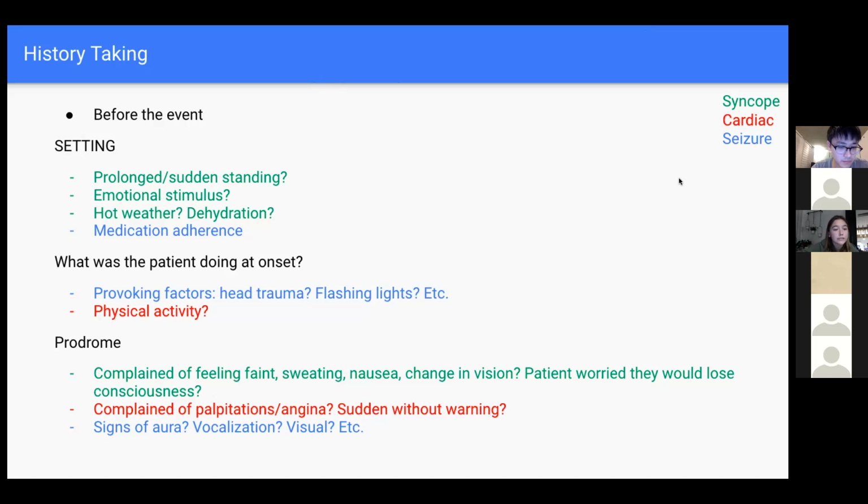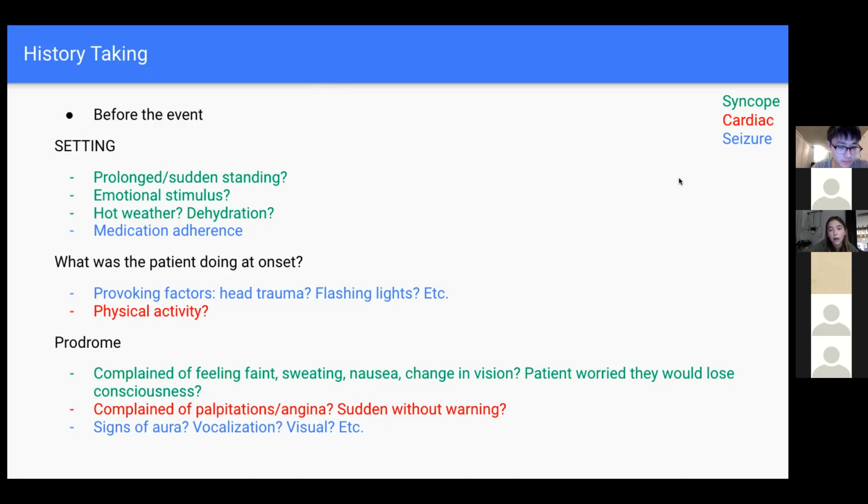So firstly, starting with the setting before the event. Was the person standing for a long time or did they stand up suddenly? Was there emotional stimulus involved? Was there hot weather? Was the person dehydrated? That would all point more towards a syncope.